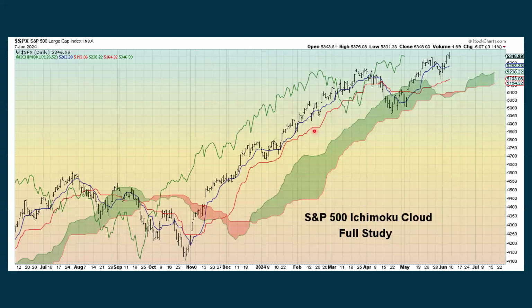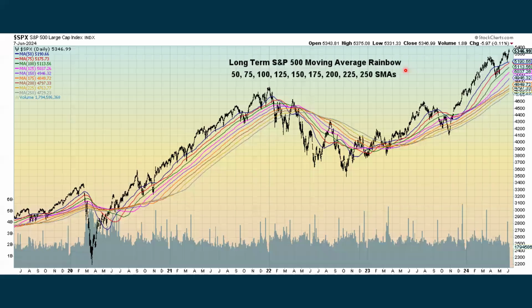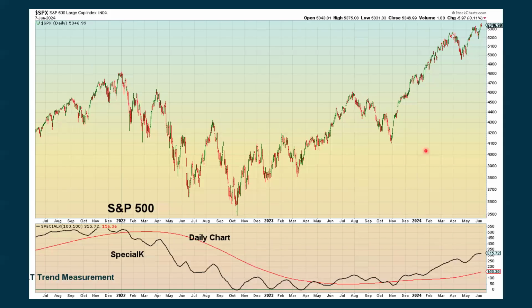Then I do a full study of the Ichimoku cloud, a little bit shorter term. We see where the blue line is above the red line. That's positive. And price is above both of these lines. That's also positive. And the green line, which is a little bit behind, also is showing that things are positive currently. Then we have a long-term rainbow going from 50 periods up to 250 periods. We're well above the rainbow. So the short, intermediate, and long-term, according to our rainbow charts, continues to be positive.